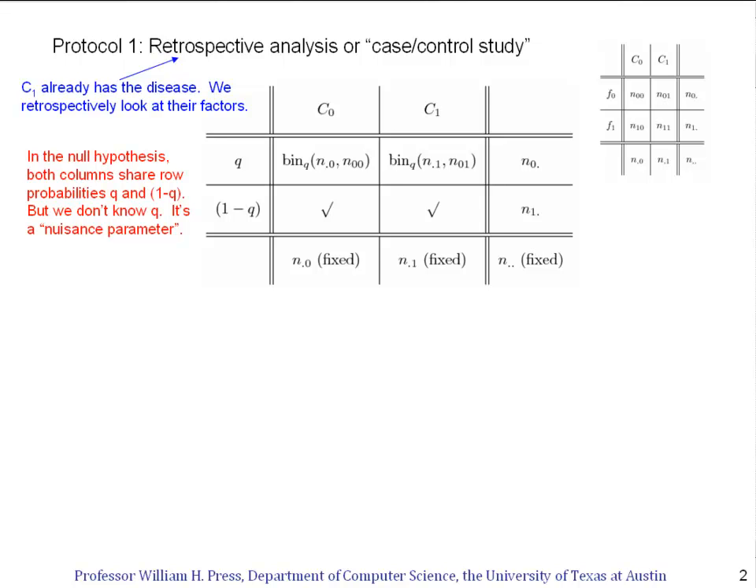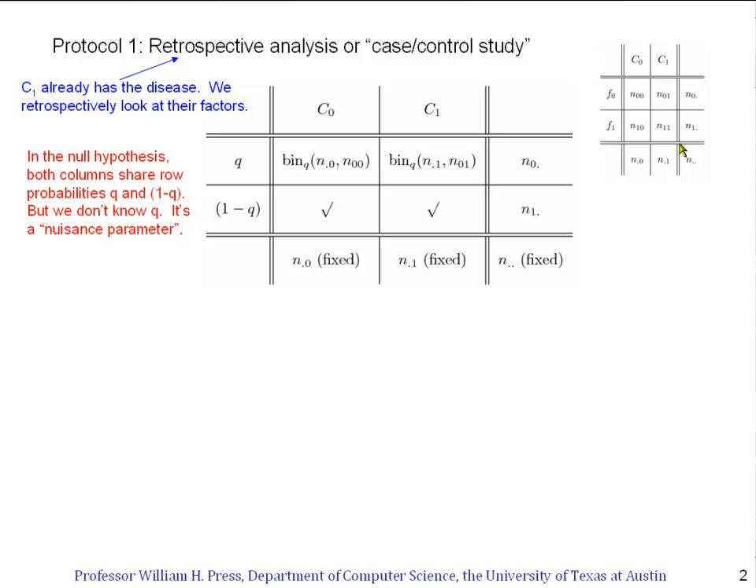Continuing our discussion of contingency tables, what I want to show you in this segment is that the probability of any particular values in a contingency table depends not only on the numbers, but on the protocol that was used to gather the data. And this is a point that's very often missed in the literature.